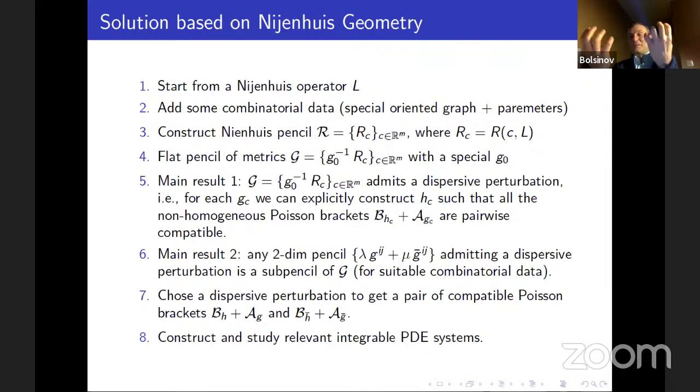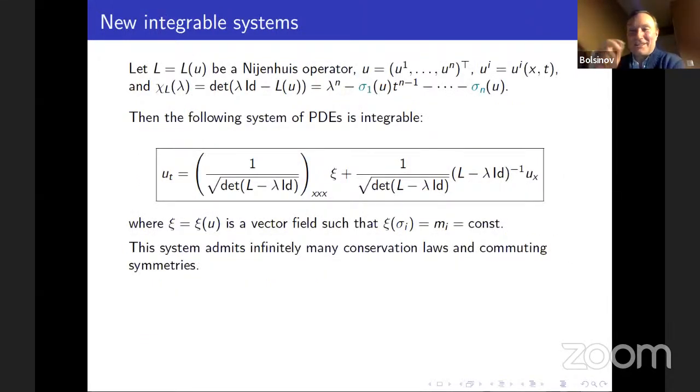After this, we can construct and study. So given two compatible Poisson structures, there is standard machinery to produce integrable systems out of them. And I want to show you what we get in the most simple case, already something very interesting. Here's the formula. We take a Nijenhuis operator, consider the coefficients of its characteristic polynomial, and then consider the evolutionary equation. This is a Hamiltonian equation with respect to both brackets, and for this reason it will be integrable, so it will admit many conservation laws and commuting symmetries.